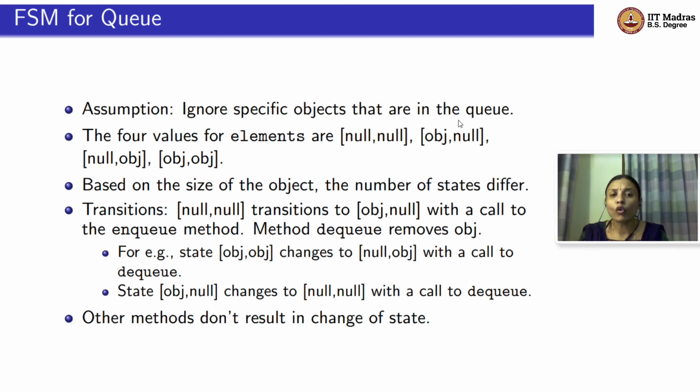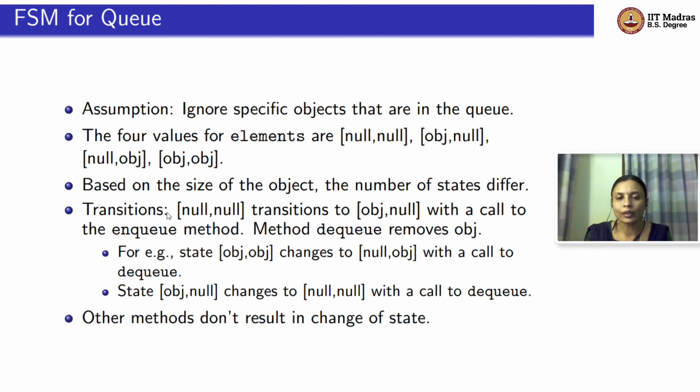So there could be 4 values of the kind of things that go into the queue. The queue could be null, fully empty, or the queue could have objects at one end and null following it, or the queue could have null at one end with object following it, or it could be full with 2 objects. Those are the 4 values of this element. Based on the size of the object, the number of states can differ. We don't know what this object is. So what would a transition look like?